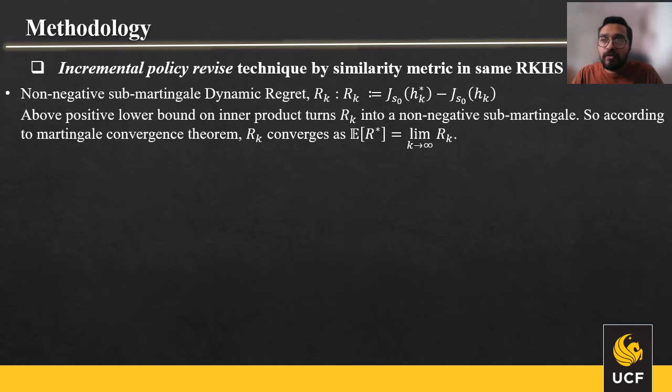And we also concentrate on the convergence of our algorithm. For that, we convert the dynamic regret term into a non-negative submartingale. Dynamic regret is defined as the difference between the utility at the optimal actions and the current utility. So if the lower bound mentioned in the previous slide is true, this RK becomes a non-negative submartingale, and if this is a non-negative submartingale, we can follow the martingale convergence theorem and say that RK converges to its optimal value.